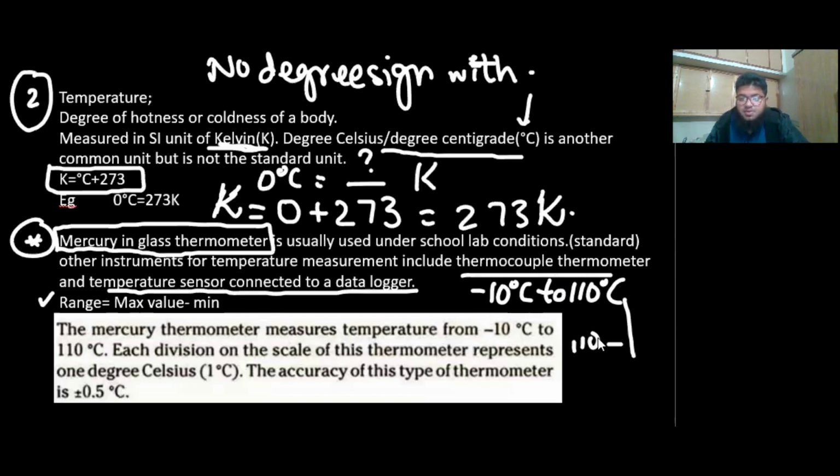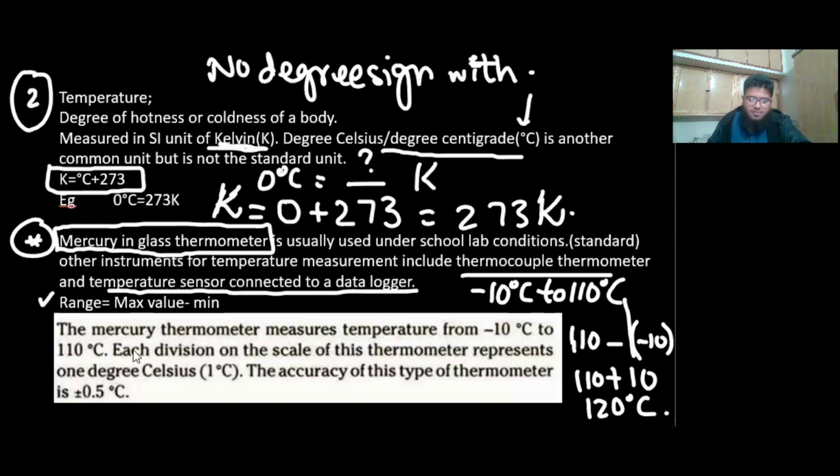What is the minimum temperature here? Is it 10 or is it minus 10? It's minus 10, so I'm going to place the minus 10 in brackets. The minus minus, when you multiply them, becomes plus. And so 110 plus 10 becomes 120 degrees Celsius. This is the range of this mercury in glass thermometer that we're talking about. The range of this mercury in glass thermometer is 120 degrees Celsius.